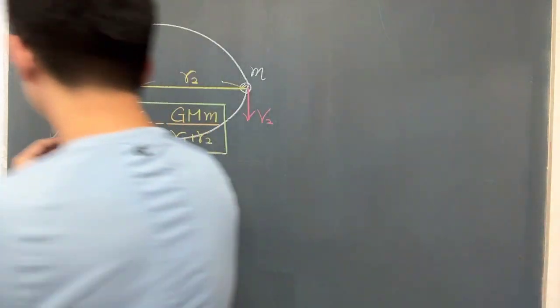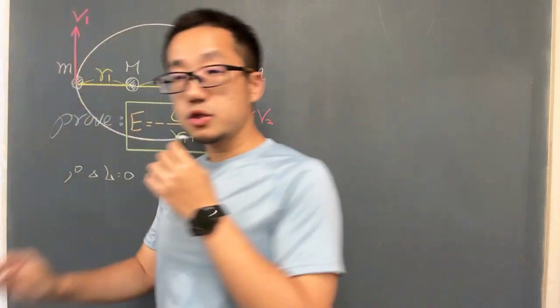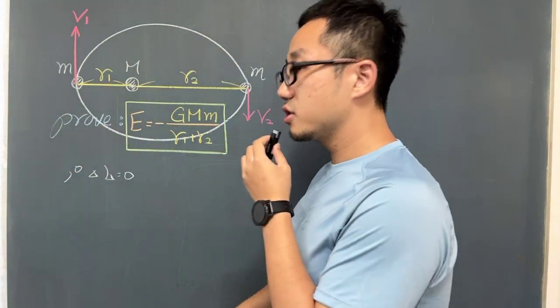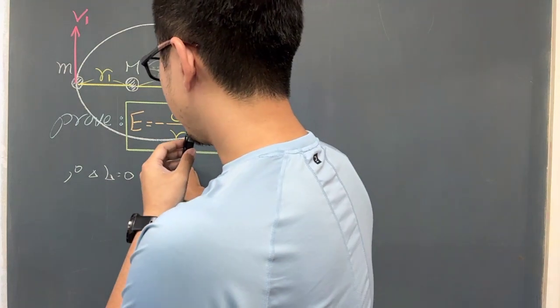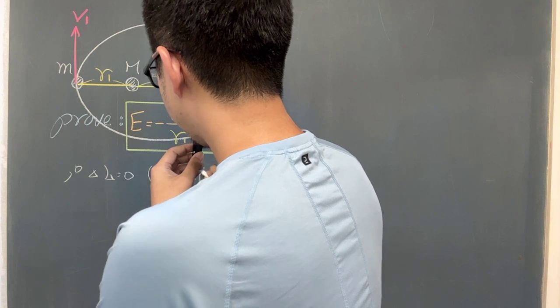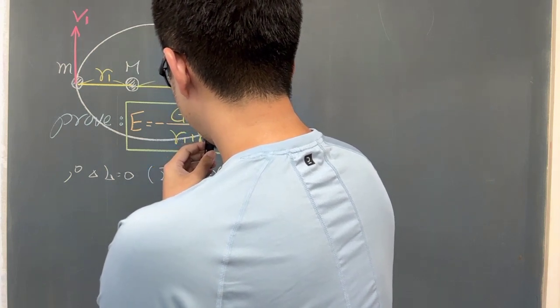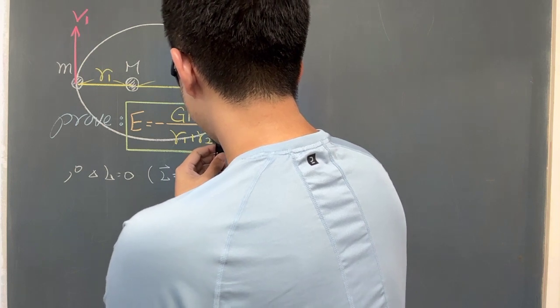First, you can start with the conservation of angular momentum. Since there's no external torque, the angular momentum should be conserved. And let me remind you that the angular momentum can be written as r cross p, which is r cross v times the mass.